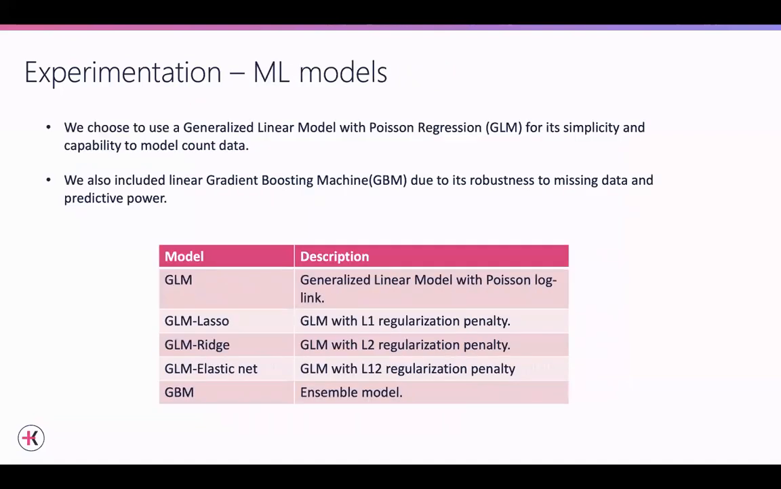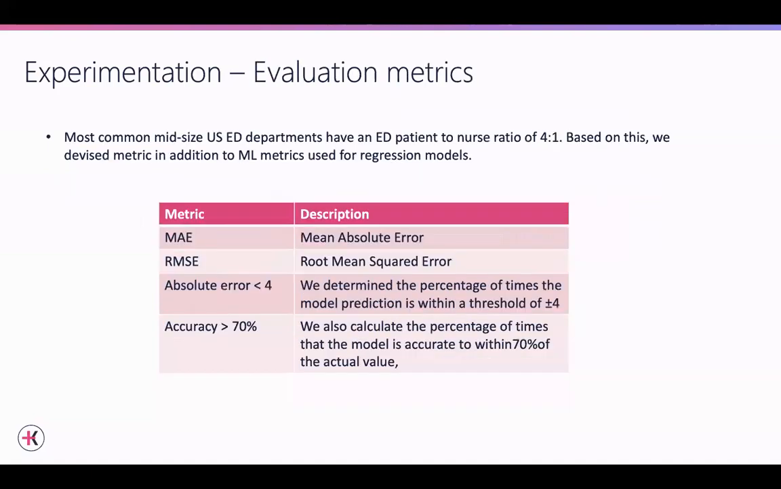Coming to the ML models, as we are predicting a count, which is a varying number from 0 to X as the label, we use Poisson regression for GLM models, and also used regularized penalties as part of GLM models. We also experimented with gradient boosting methods, the ensemble model. Coming to evaluation metrics, we used normal regression metrics, mean absolute error and root mean squared error, which are typically used for regression models. Also, as this model is going to be deployed and used by the users, we created custom metrics.